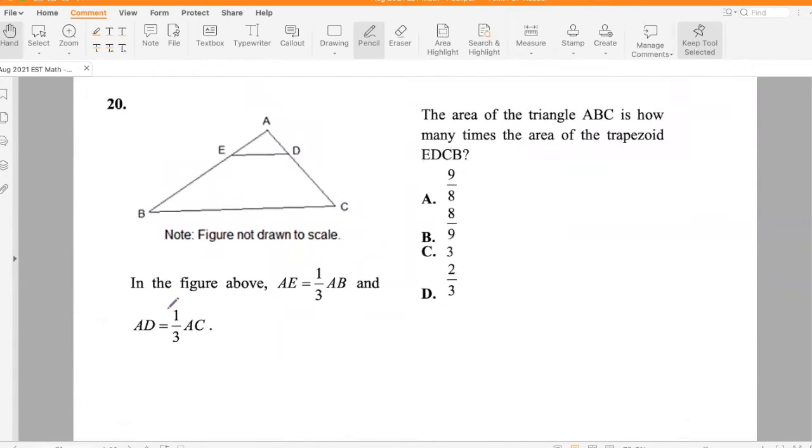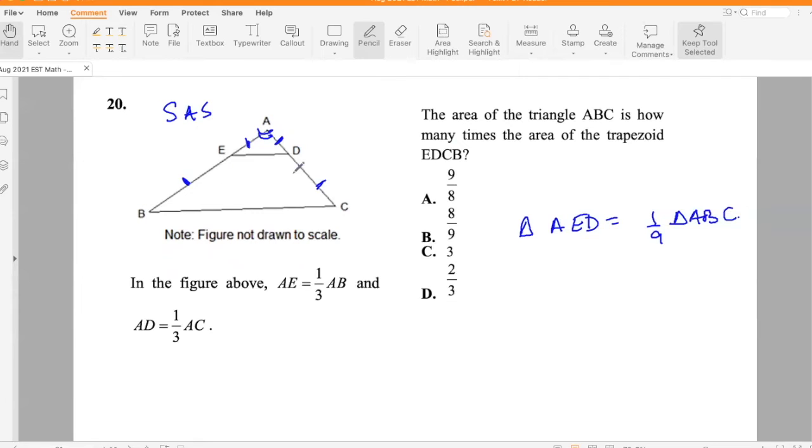Okay, in the figure above, AE is 1/3 of AB and AD is 1/3 of AC. The area of triangle ABC is how many times the area of the trapezoid EDCB? Okay, so by the SAS property, the two triangles are similar because the ratio of these sides to the bigger sides and the included angle is the same. So in that case, the area of triangle AED will be 1 by 9, the area of triangle ABC, right?